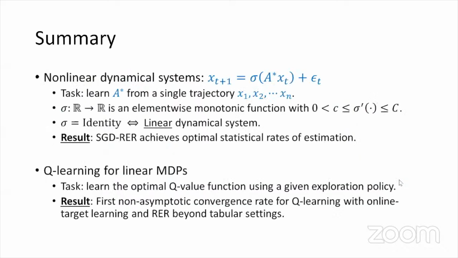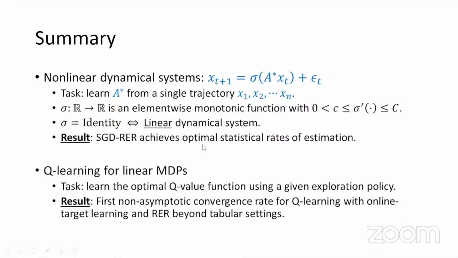So to summarize, I want to end by saying that we have considered both nonlinear dynamical systems as well as the problem of Q-learning for linear MDPs. In the problem of nonlinear dynamical systems, the task is to learn the matrix A star that's driving the system from a single trajectory of observations. And here, sigma can be an element-wise monotonic function.